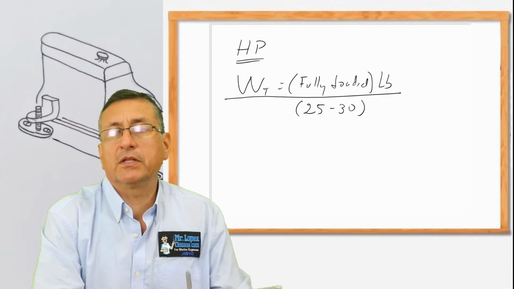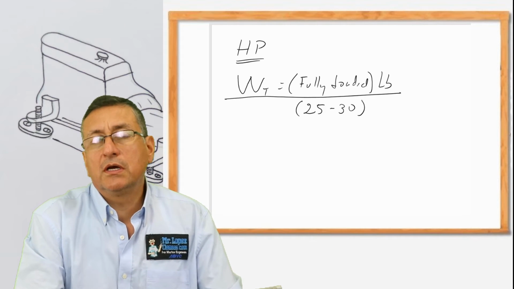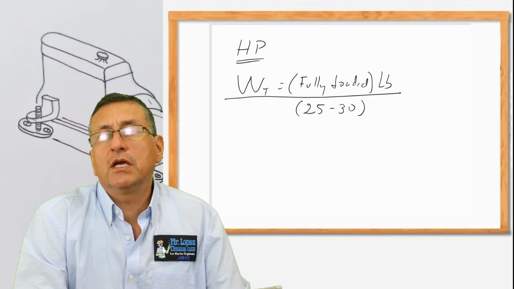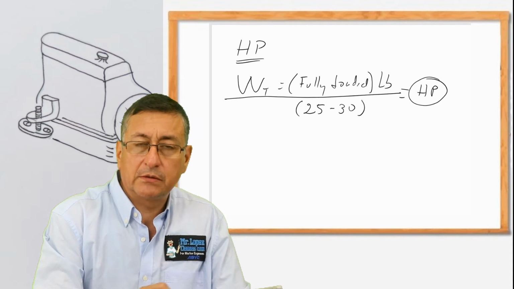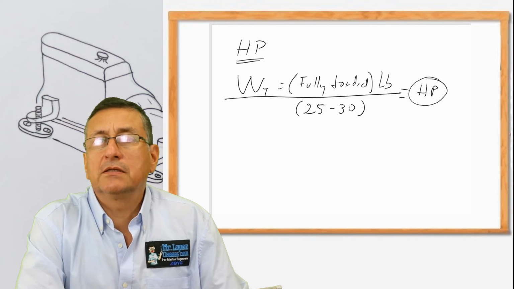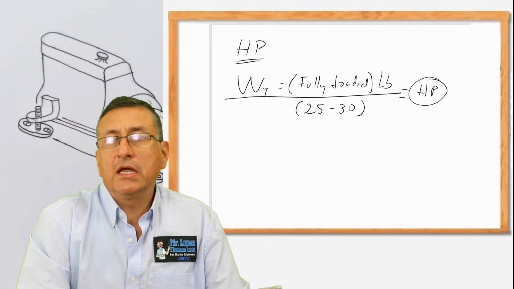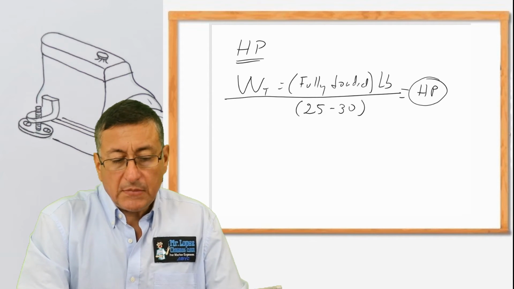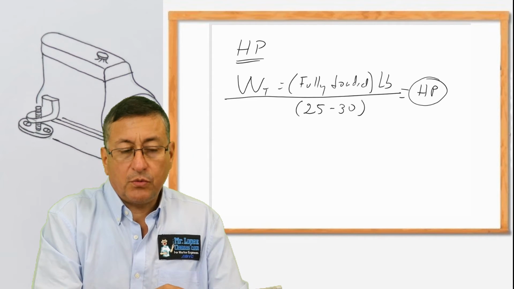This is the recommendation. Don't forget, the total weight fully loaded divided by 30. This is the rule in order to calculate the total horsepower required. Yeah, this is the total horsepower required with the boat fully loaded. All right. Suppose that I have a boat fully loaded of 25 tons.